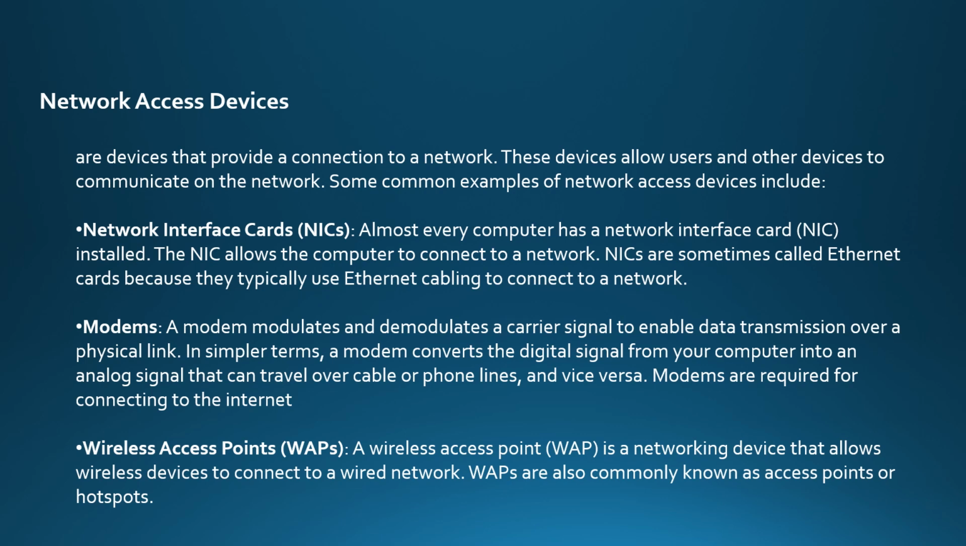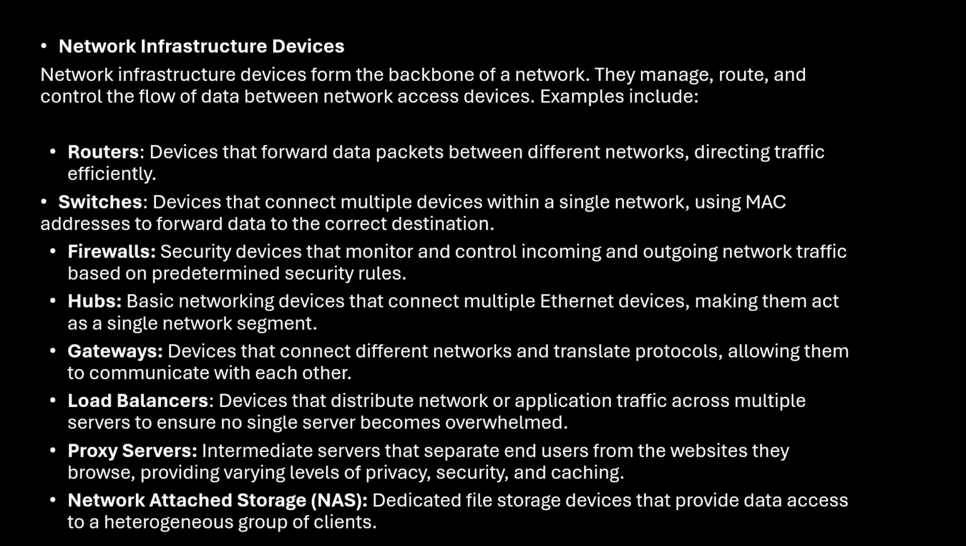The next device is the wireless access point, that is WAP. This device allows wireless devices to connect to a wired network. It acts as a bridge between wired and wireless devices. Let's see about network infrastructure devices. These devices are responsible for the flow of data within a network.